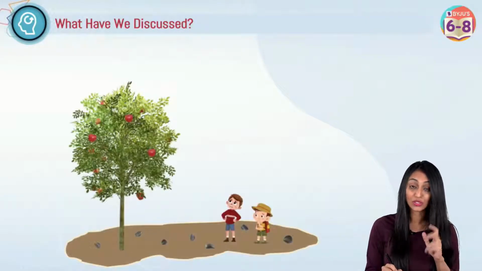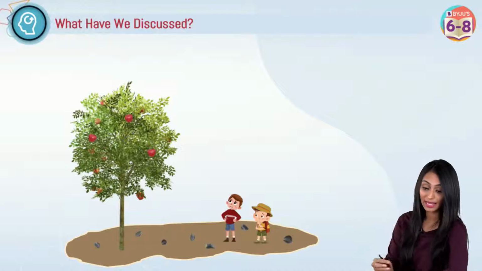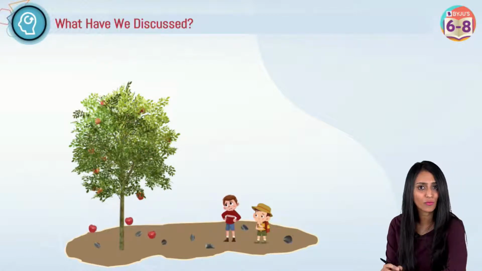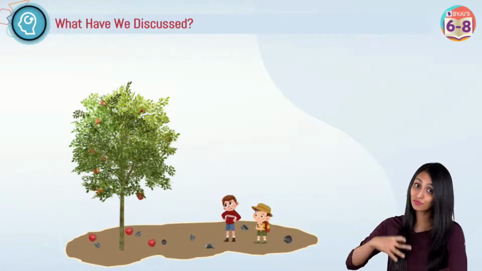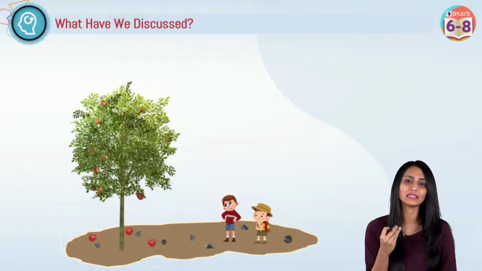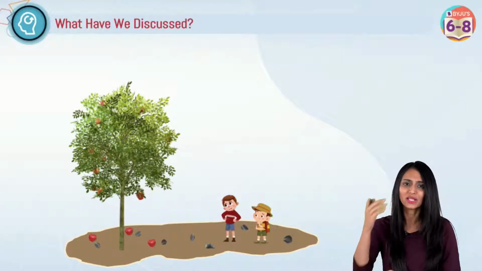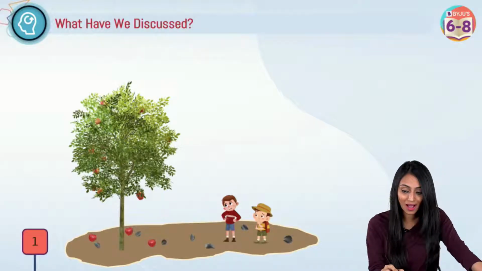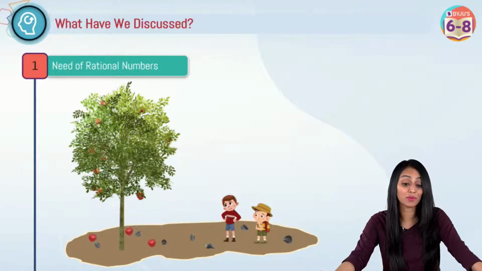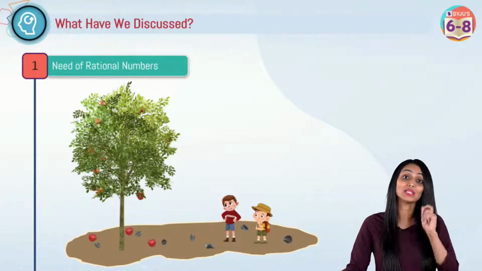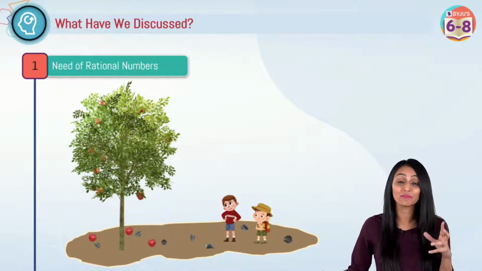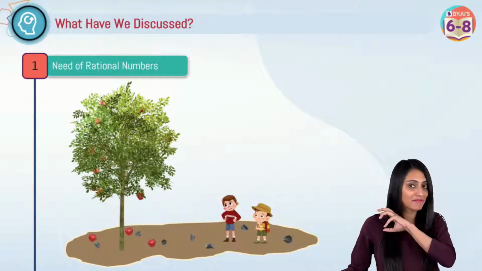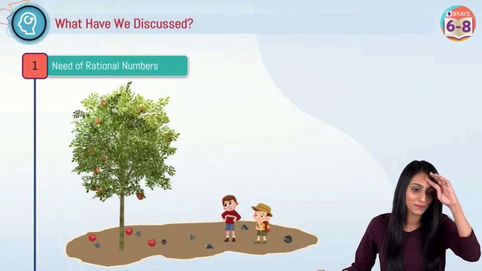Let's first understand the need for rational numbers with an example. Here you can see two kids, and they saw that 3 apples were falling. Now they are confused. How will they equally divide these 3 apples between them? Can you tell me? This is why we need to extend our number system and introduce a new number called a rational number. That's why we need to understand rational numbers. That's the beauty of mathematics. It's everywhere around us.